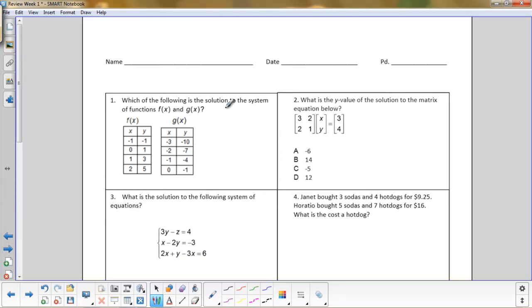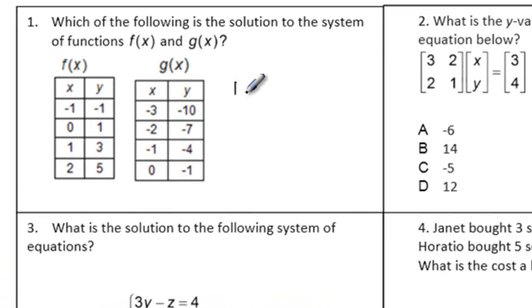All right, which of the following is the solution to this system of functions? I believe we have an error here because there is no solution here, but I'm going to keep that consistent just to help you understand that there is no solution here. I believe that should have been a +1, and that would have made that your solution. So what you're looking for in the table are the places where the values are identical.